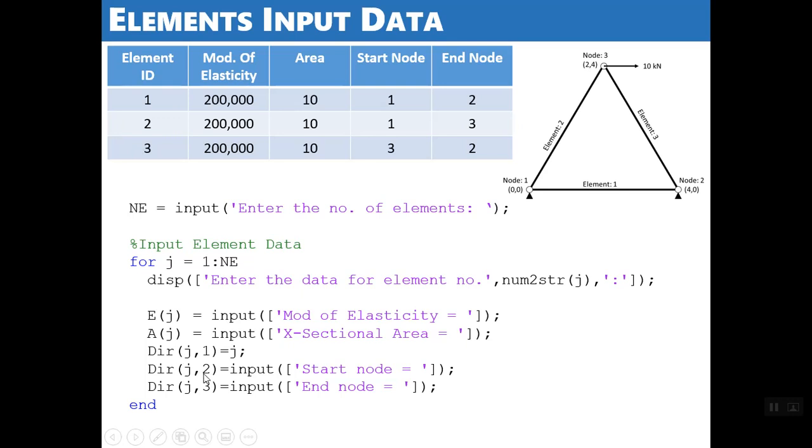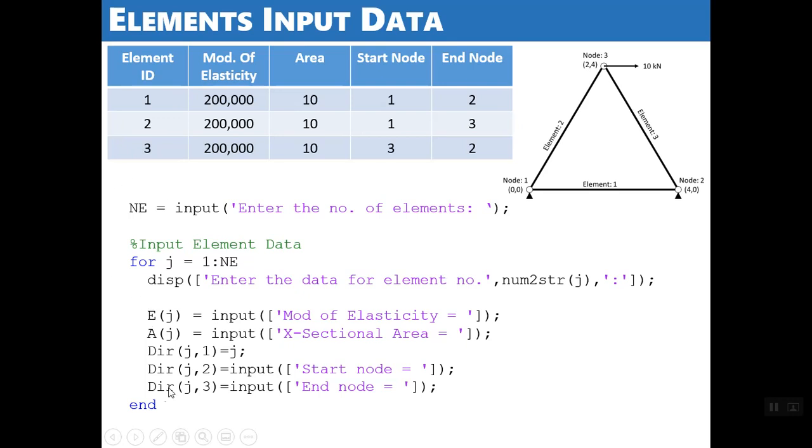Similarly, in column number 2 and column number 3, I have stored the node number where the element starts and the node number where the element ends. Later on, this dir j,2 and dir j,3 will be used to call the starting node, ending node number to calculate length of the element and orientation of the elements.